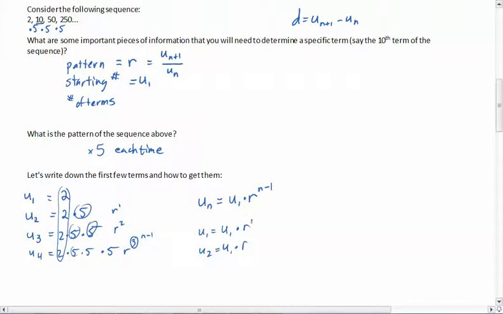that would be r to the 1 minus 1, which is r to the 0, which leaves us with just u1. Here it would be 2 minus 1, so u1, which is 2, times r to the first, and r is 5, so that would be 2 times 5, which is 10. So this is the pattern that will work. This is the equation for the general term for any geometric sequence. All right, remembering that r has to be a constant ratio.